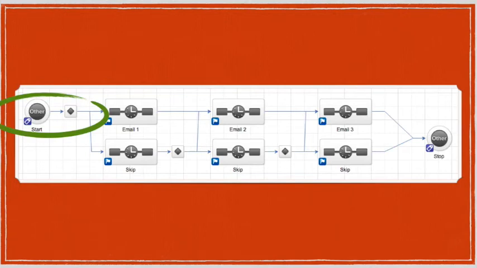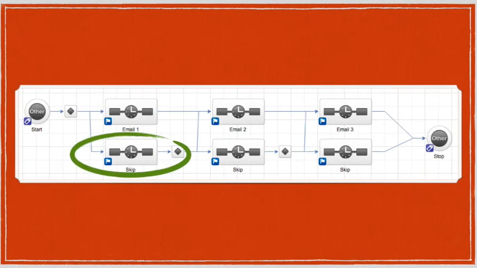So now we've finished our product launch. Now we want to put them back in here. So they go to the start goal there, and we get to the decision diamond again. Now the decision diamond is going to ask, does this person have the tag for having already seen email 1? In this case, they do. And so immediately it's going to route them down to the skip sequence.